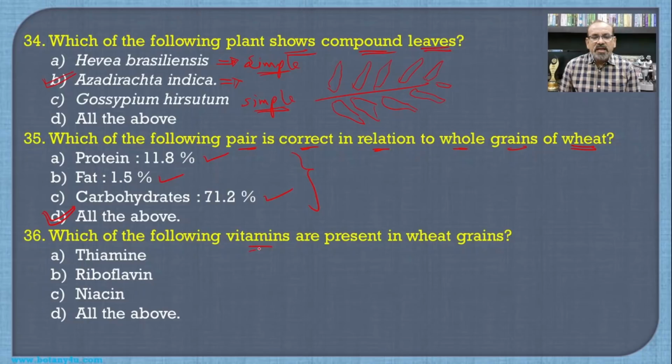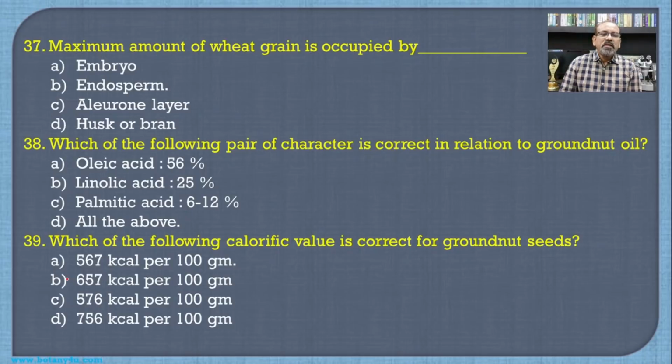Then, which of the following vitamins are present in wheat grains? So thiamine, riboflavin and niacin, which are vitamin B, are all present in wheat, and hence all the above becomes the answer for this question. Then, the maximum amount of the wheat grain is occupied by: we have the options embryo, endosperm and aleurone layer.